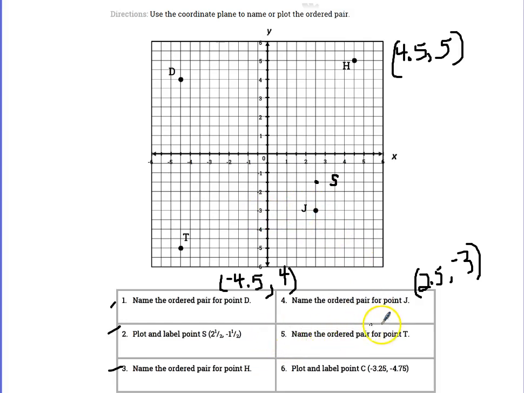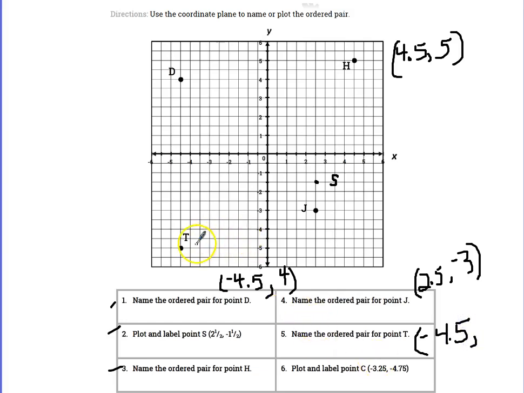Name the ordered pair for point T. Well, here's point T. I need my X coordinate first. So I'm going to follow along on the X-axis until I come to the line that this point is plotted on. And then I'm going to read where that is on the X-axis. And this is negative 4.5, or negative 4 and 5/10.